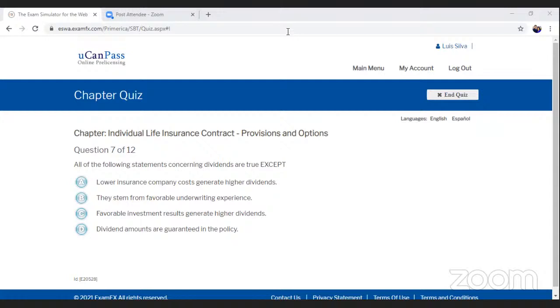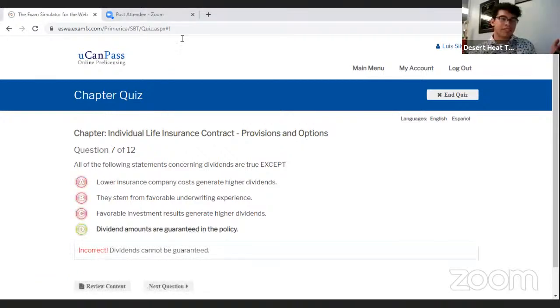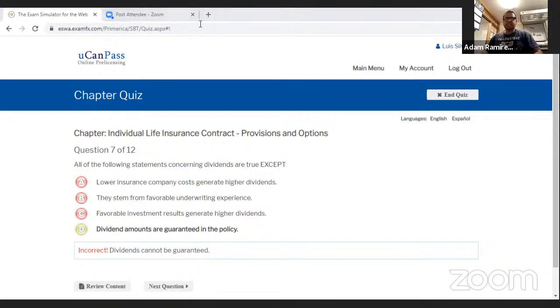Is it A? Concerning dividends. Well, I think I'll go for A. You guys want to do A? Let's do it. Oh, no. So it's dividend amounts are guaranteed in the policy. Oh, okay. So dividends cannot be guaranteed. All right. So that it is.